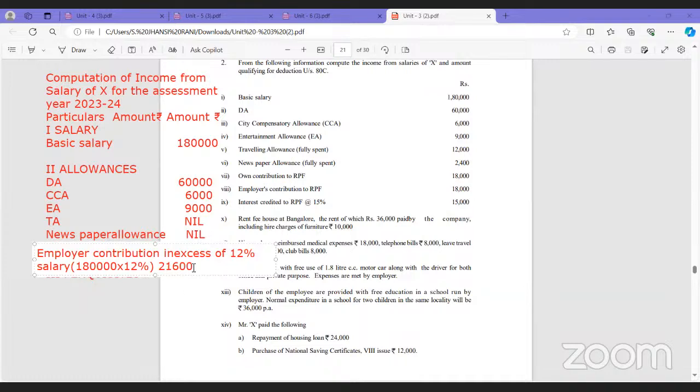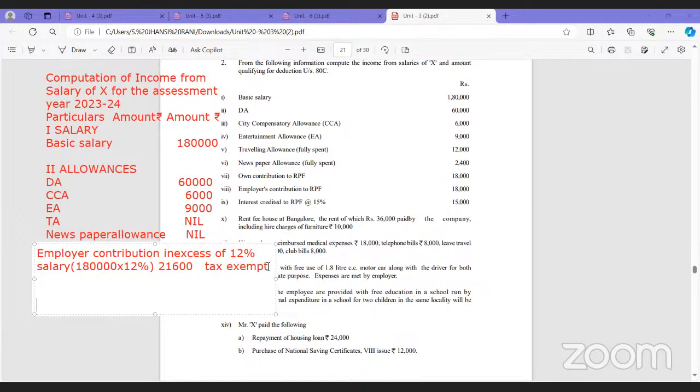Now look here. What is 12% of salary? 21,600. But how much is the employer contributing? Only 18,000. Then is it more than 12% or less than 12%? Less than. So whenever it is less than 12%, there is no tax. It is tax exempt. They will not mention anything in the question, they will just give the employer contribution to RPF as this much amount. Then we have to find out whether the amount given is more than 12% or less than 12% of salary. If you remember the HRA rule, whatever we take for HRA salary, here also the same for the RPF.